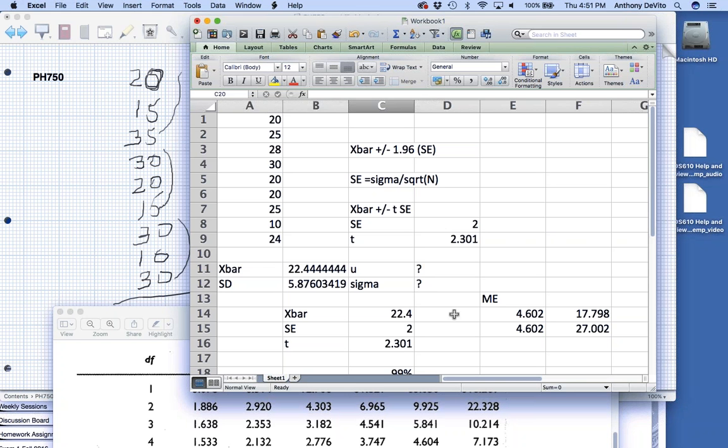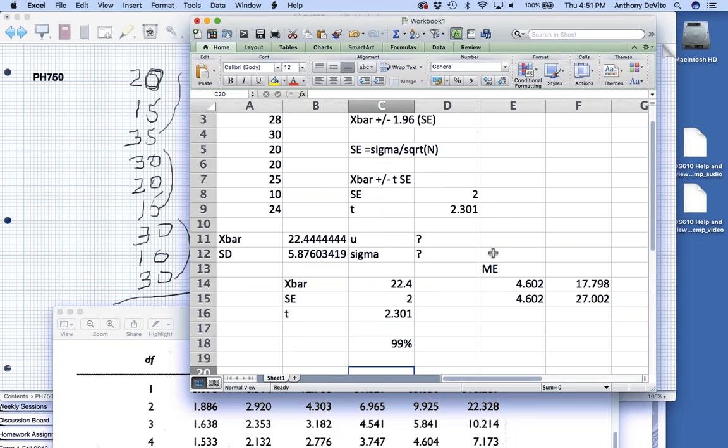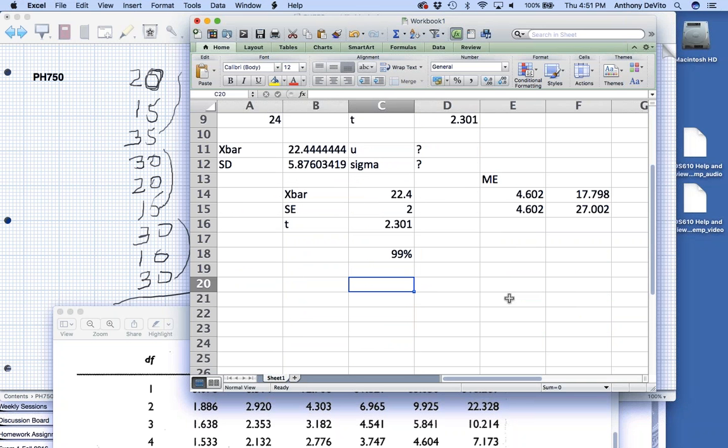Bigger margin of error, you're adding and subtracting more from the mean, so it's going to be a wider number. Okay, so I'm going to give you an example for you guys to work out yourselves in a second. Okay, so now I'm going to say to myself, okay, that's great, that's terrific.